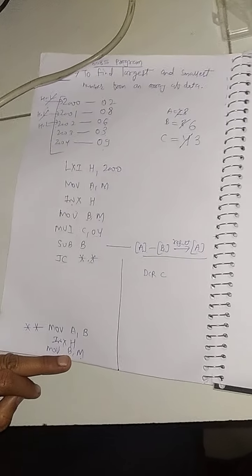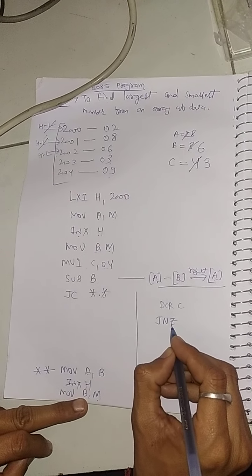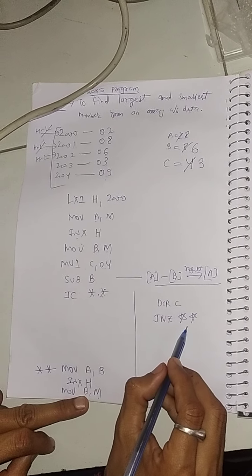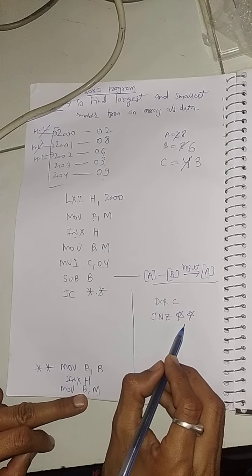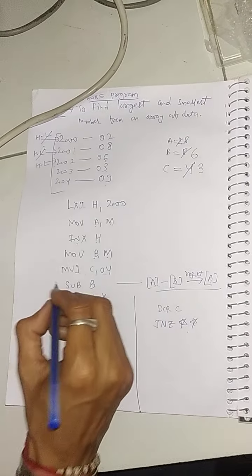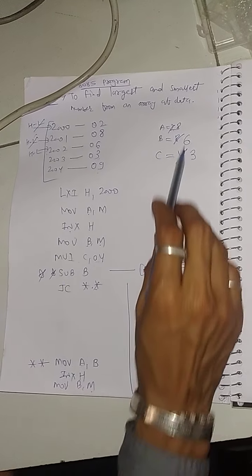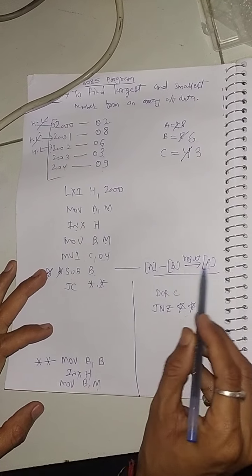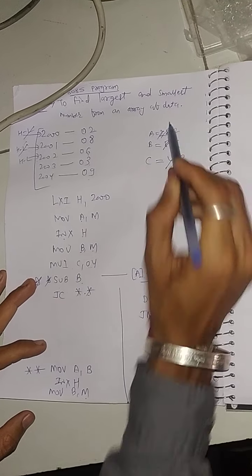So it is not 0. If it is not 0, jump if not zero to this memory location, the double star. And where is this double star? This double star is the same as the SUB B condition. Okay, now what will happen? A is 8 and B is 6. Again SUB B: A minus B, and the result will be held by A. So 8 minus 6, and the result 2 will be held by A.